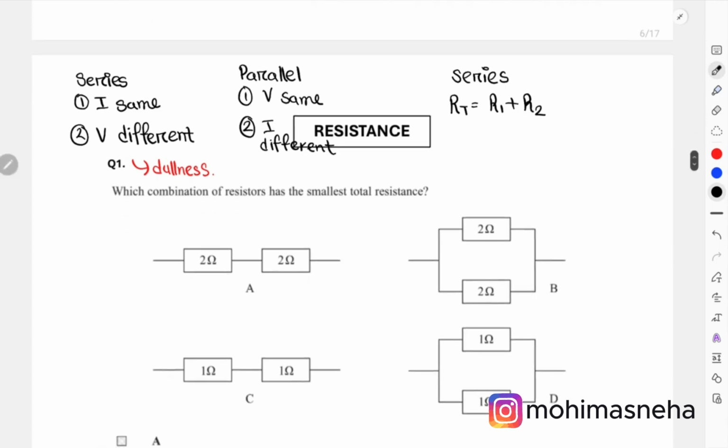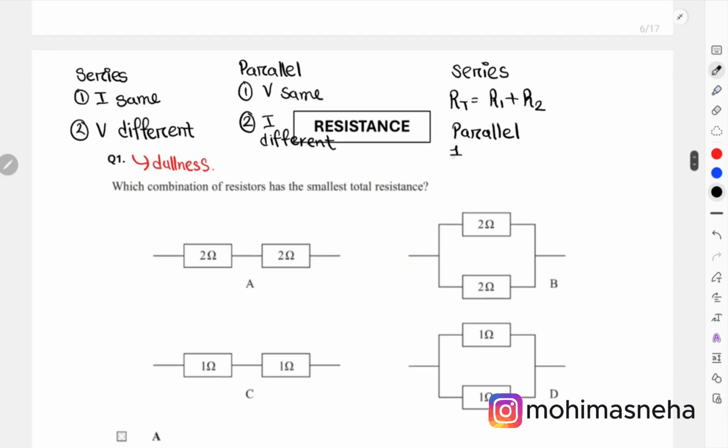But for parallel circuits, the reciprocal of the total resistance will be equal to the summation of the reciprocals. If I have to write this down, this is how the equation would look. 1 over the total resistance is equal to 1 over R1 plus 1 over R2. And from this, you just have to do LCM on the right hand side and then cross multiply to find out the total value for resistance in this parallel combination.